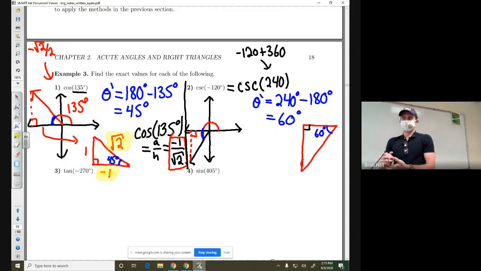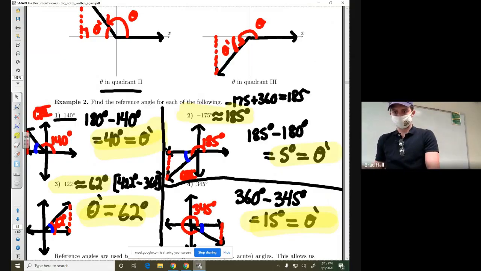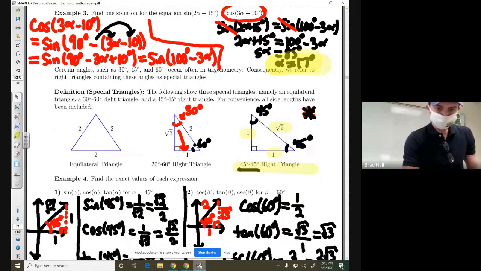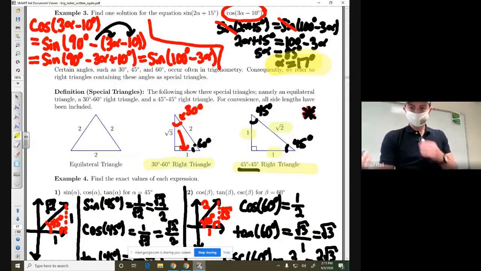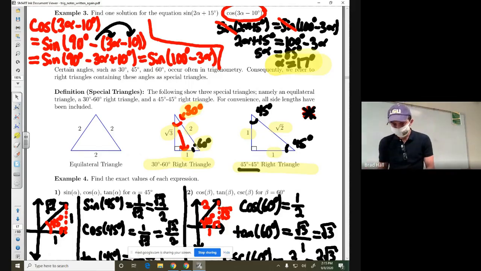So naturally, this is a 30-60 triangle, which means we know that these segments. You might already know them, but I'll reference them just in case. A 30-60 right triangle has segments of square root of 3 for 60, 1 for 30, and 2 is the hypotenuse. So it's 1, square root of 3, and 2. And you do have to memorize which one is which. We'll do it down here.